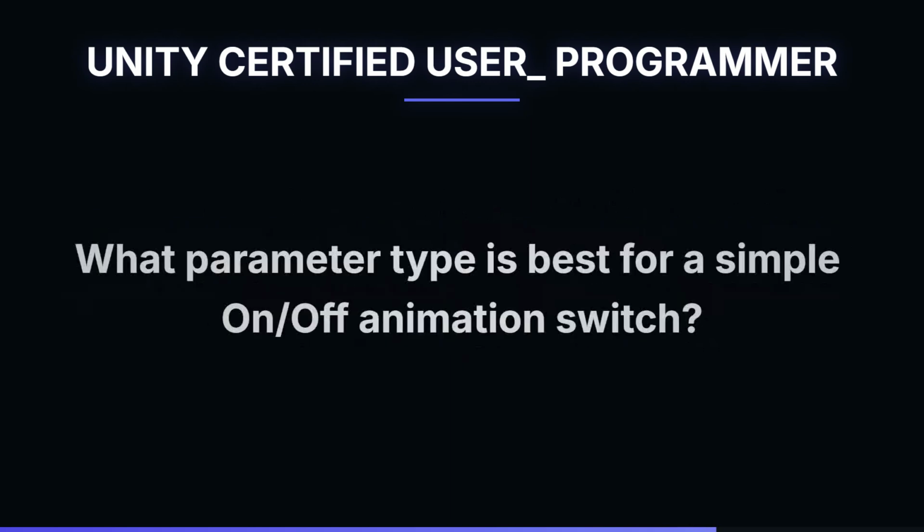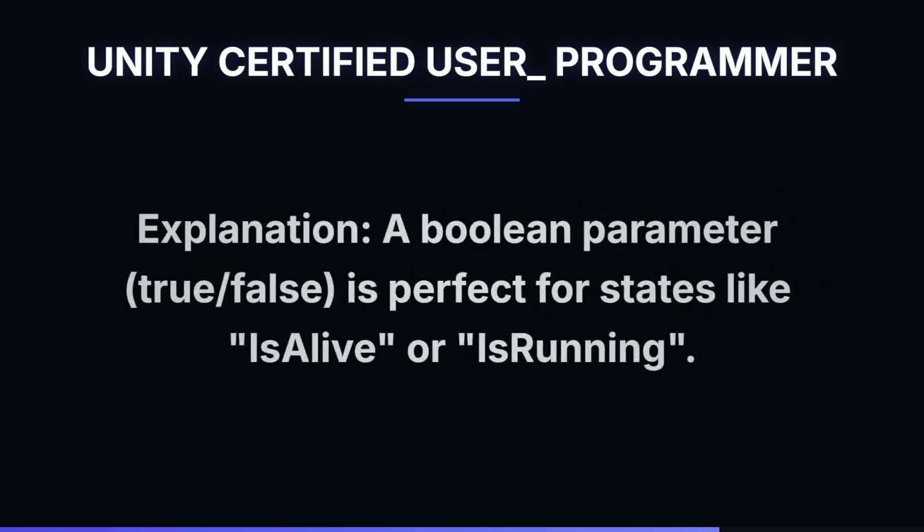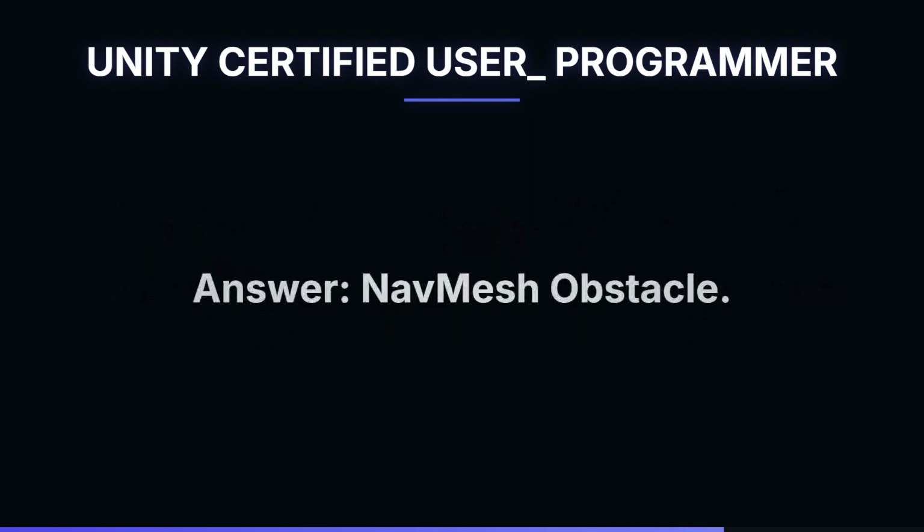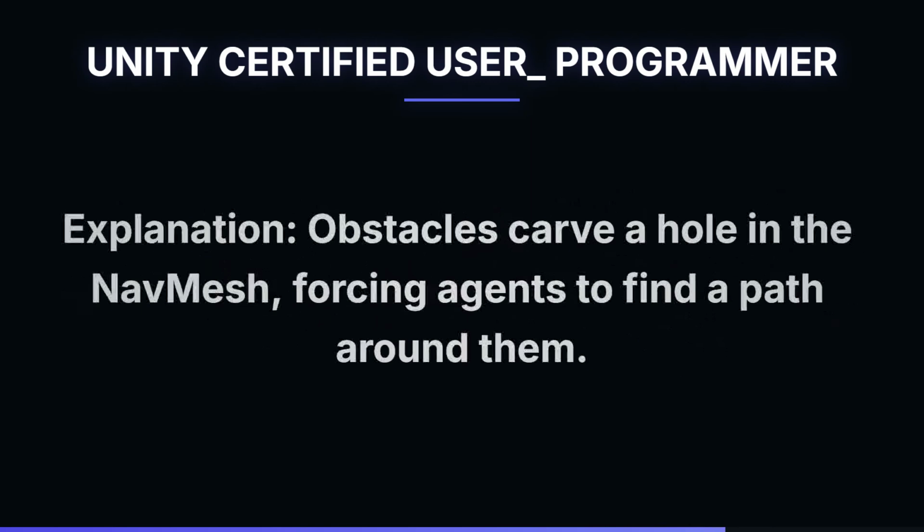6. What parameter type is best for a simple on/off animation switch? Answer: bool. Explanation: a Boolean parameter, true, false, is perfect for states like is alive or is running. 7. What component allows an object to block a NavMesh path? Answer: NavMesh obstacle. Explanation: obstacles carve a hole in the NavMesh, forcing agents to find a path around them.